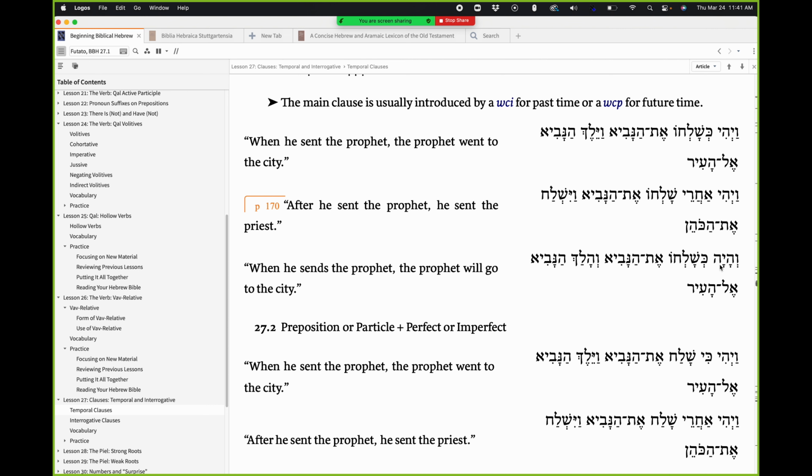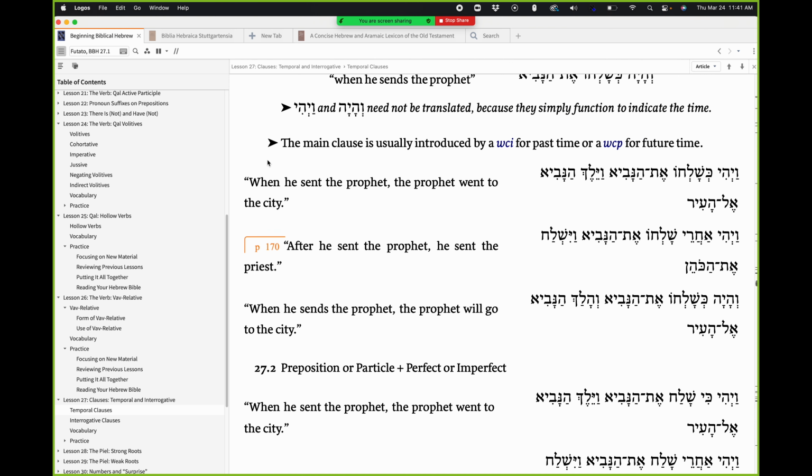Let's look at the last one. Leave this off, but note that it indicates future time. So here, when he sends the prophet, will go. Again, the vav-relative on the perfect is going to indicate future time. When he sends the prophet, he will go to the city. Not the prophet went to the city. The prophet will go to the city.